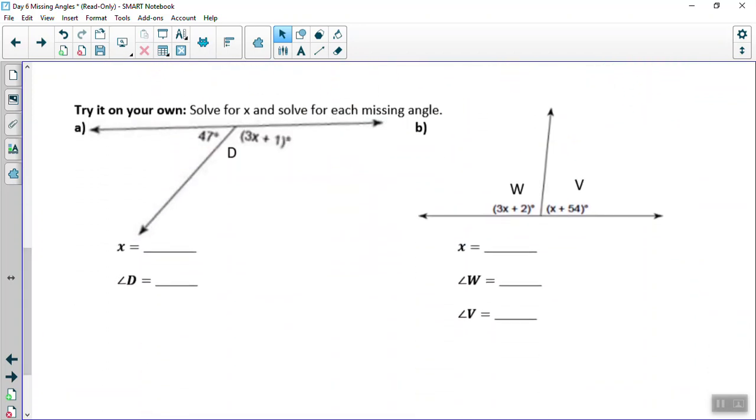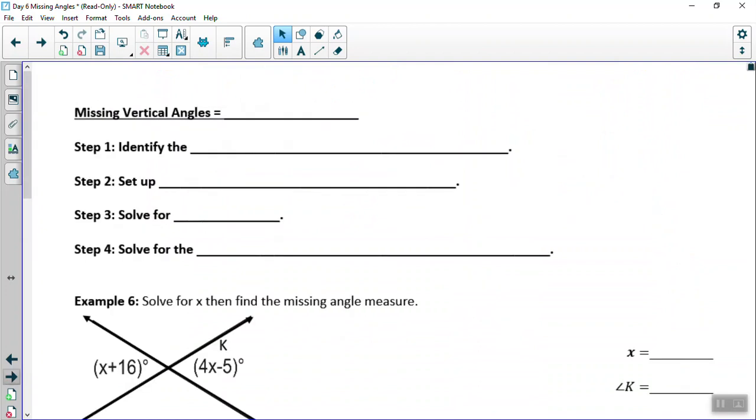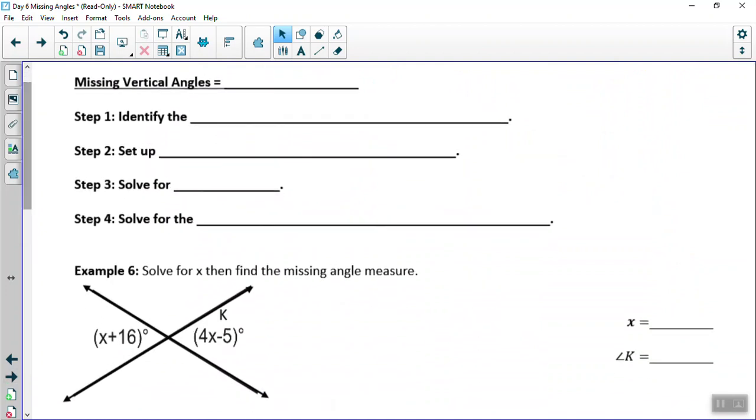You've got two try on your own problems here, but first let's go over here and take a look at our last type of problem. Okay, so this time vertical angles. Vertical angles, if you remember, are across from each other. All right, so they're not adjacent, so we do not add these two together. We only add if they are adjacent angles.